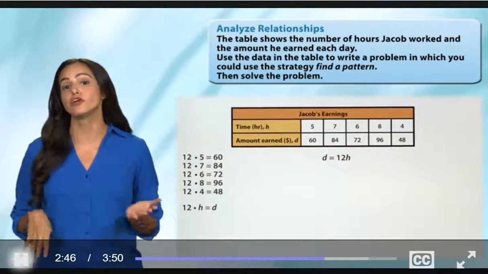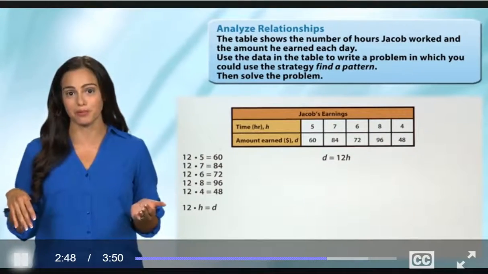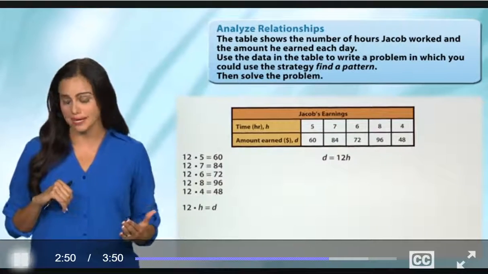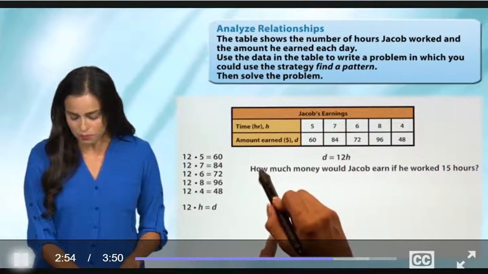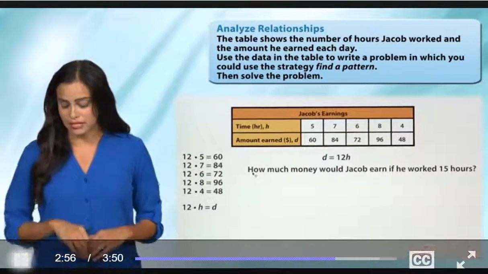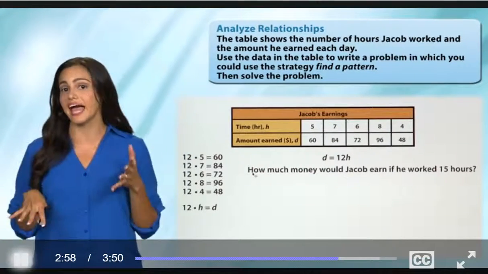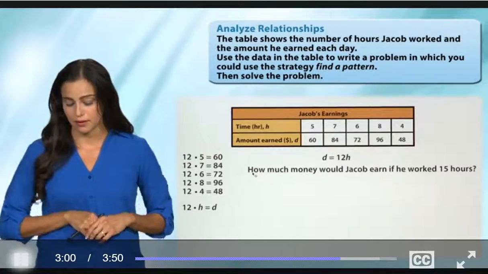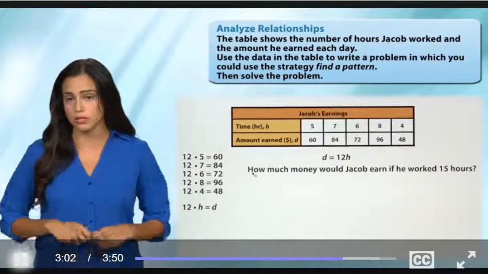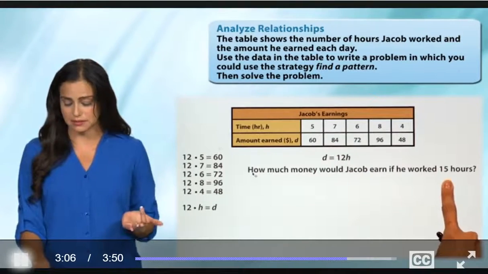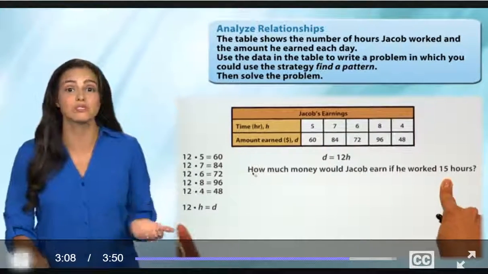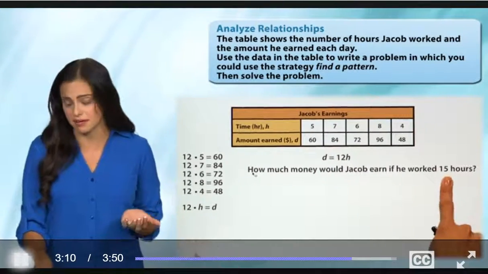Now comes the fun part. You get to make up a problem. I'll give you an example. Here's my problem. How much money would Jacob earn if he worked 15 hours? Well, we have two unknowns, D and h. What does 15 hours represent? That's the amount of hours he worked for this given day.